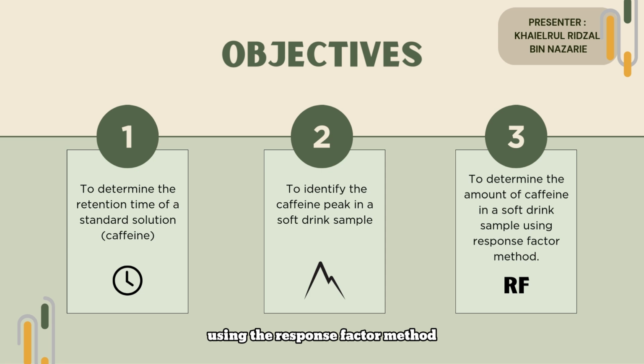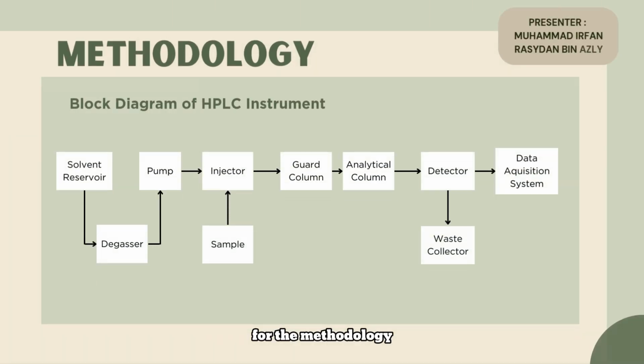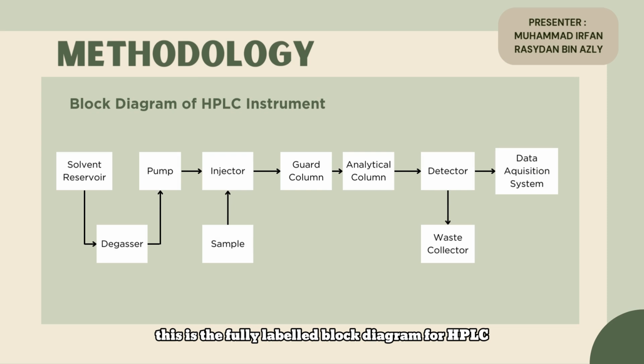For the methodology, this is the fully labeled block diagram for HPLC. The flow in order starts from solvent reservoir to degasser, pump, injector, guard column, analytical column, detector, waste collector, and data acquisition system.